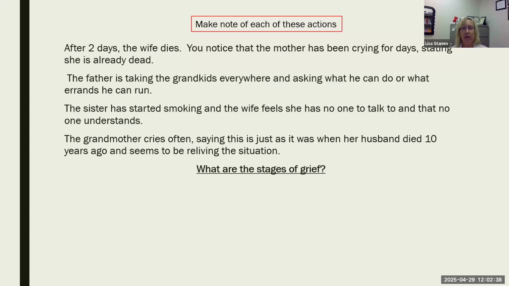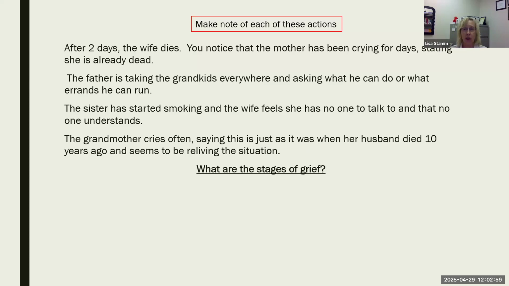So it's important to reinforce to our family members that grieving is normal and that people do it differently. You know, it may look very different with the grandmother than what it looks like with the sister or with the kids or with the wife, and that's okay.